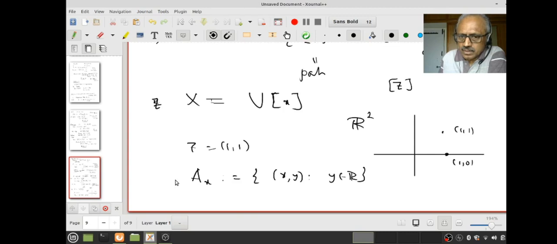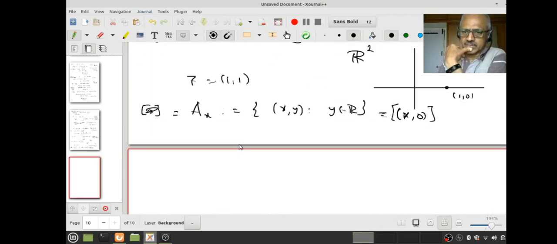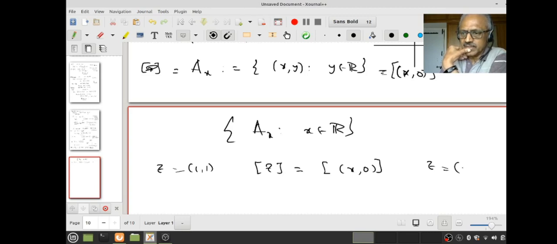Follow that. Now we have seen the equivalence class of (x, 0). This is the equivalence class of (x, 0). Therefore my partition I would have taken only as A_x, x in R, right? Now you give me the point (1, 1). My point (1, 1) is z. Now I want to look at the equivalence class of z. But the equivalence class of z is nothing else than the equivalence class of (x, 0) when z is (x, y). That is (1, 0). You follow that? Yes? Right?